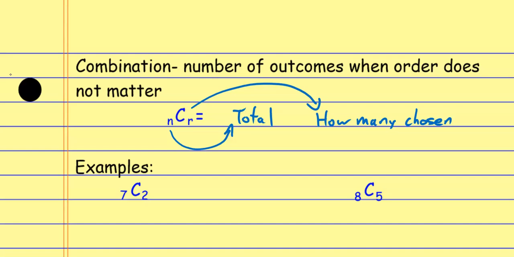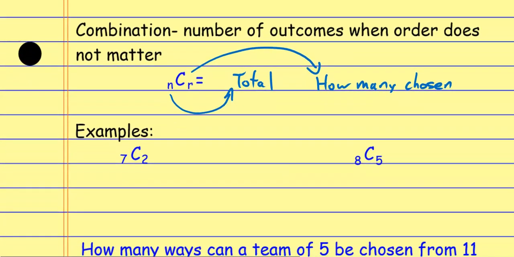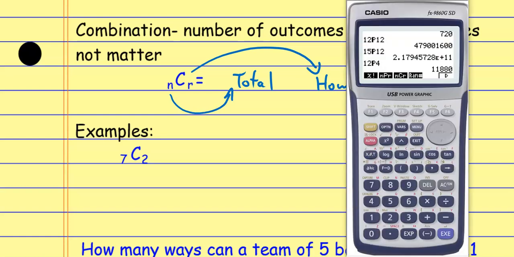Okay? And so the idea here is really it's the same thing. We punch it into the calculator the same way. The only difference now is I use this when order doesn't matter. Okay? So if I take a look at this one, the combination of 7 choose 2. Again, on my calculator here, I can punch in the 7 and then the combination button and then the 2, and I get a 21.